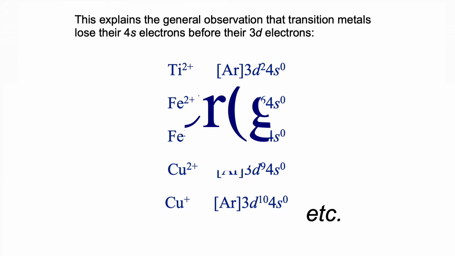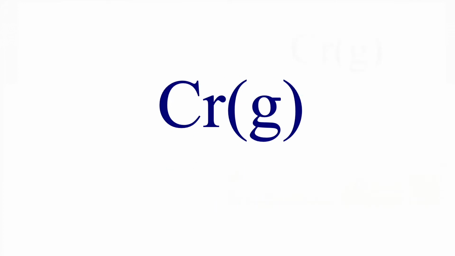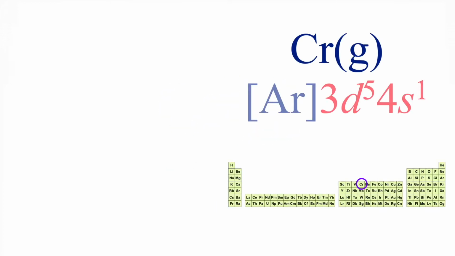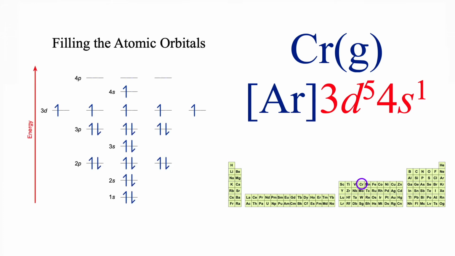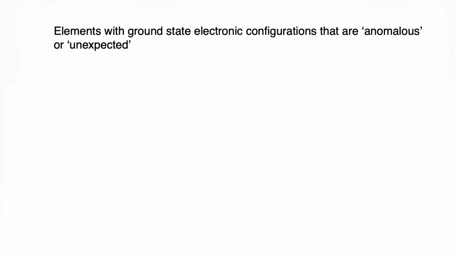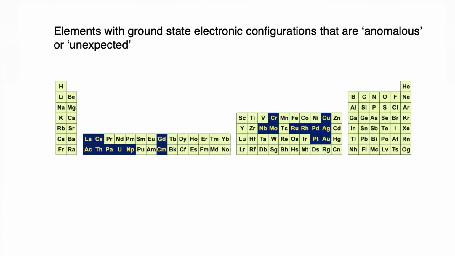Professor Scerri also spent some time looking at gas phase chromium, which has the electronic structure 3d5 4s1 with 5 parallel spin 3d electrons. The question is, why does chromium have this anomalous electronic structure? It transpires that 19 elements have anomalous electronic structures, so it is hardly uncommon.